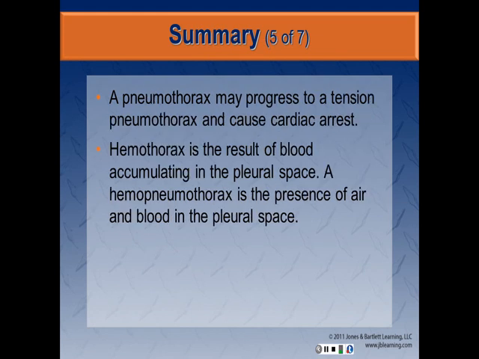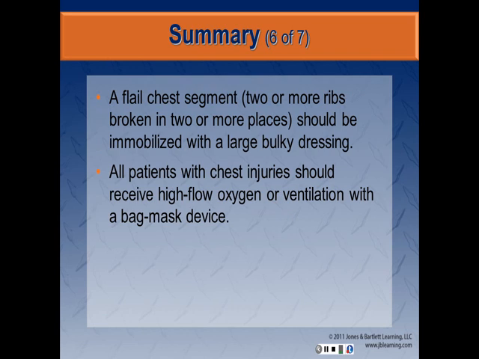A pneumothorax may progress to a tension pneumothorax and cause cardiac arrest. Hemothorax is the result of blood accumulating in the pleural space, and a hemopneumothorax is the presence of air and blood in the pleural space. A flail chest segment, two or more ribs broken in 2 or more places, should be immobilized with a large bulky dressing. All patients with severe chest injury should receive high-flow oxygen or ventilation with a bag mask device.